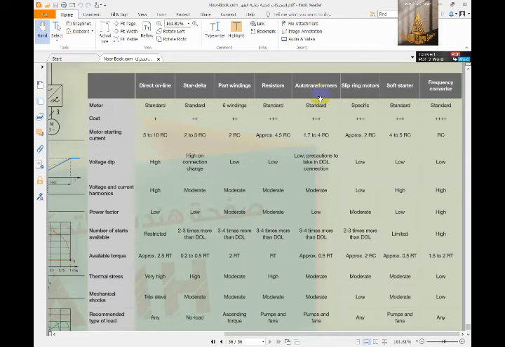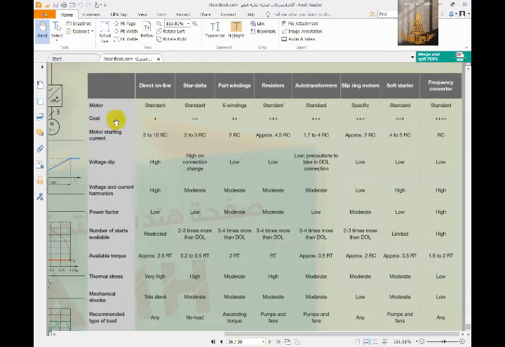So please see it if you don't. Okay, standard motor. A slip ring motor is specific because it's a special case. Soft starter is standard, and the frequency converter is standard. So we just have a new auto transform for a standard motor. It's a new point for another comparison here.